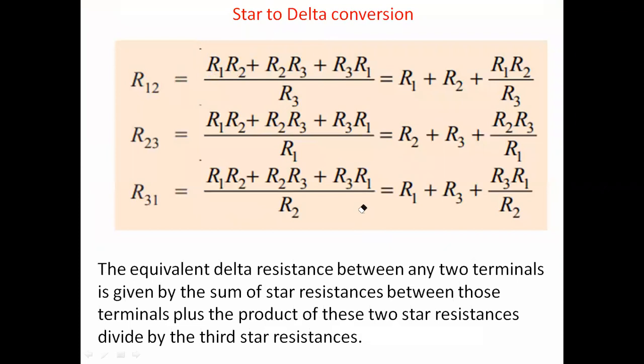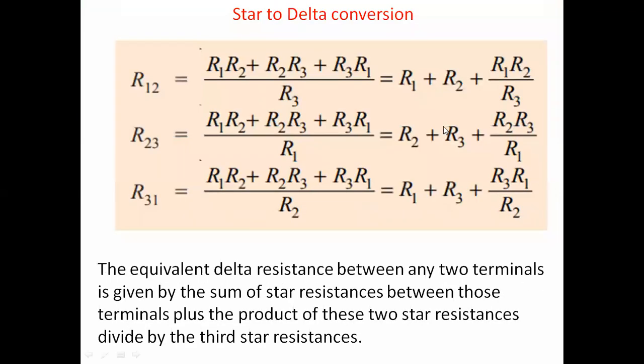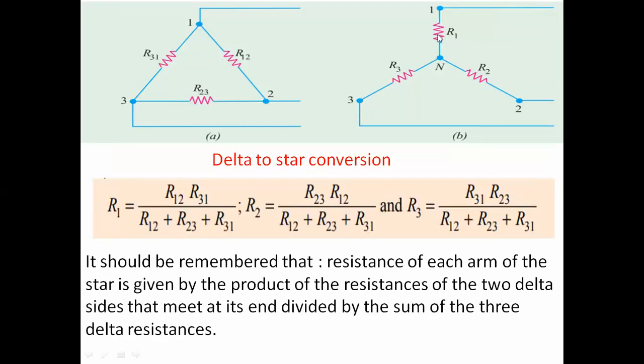Similarly, star to delta conversion. Suppose we have to convert star to delta. How can we obtain this R12? R12 is obtained as R1 plus R2 plus R1 R2 by R3, that is, R1 plus R2 plus R1 R2 divided by the opposite resistance R3. That gives R12. This is star to delta conversion.